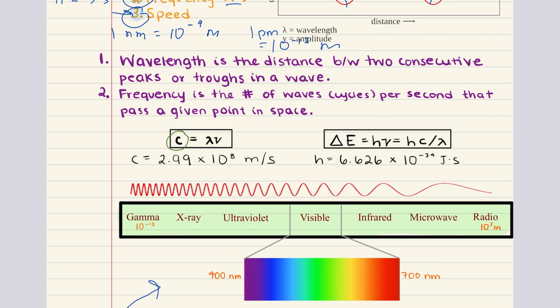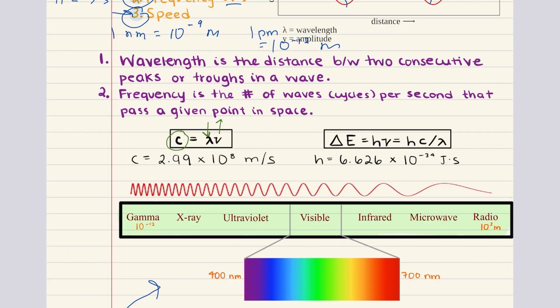If the wavelength becomes shorter, so it decreases, then the frequency must increase to compensate for that change and ensure that the product of these two values still equals the speed of light. This inverse relationship between wavelength and frequency is super important to understanding how waves behave. Longer wavelengths correspond to lower frequencies, while shorter wavelengths correspond to higher frequencies.